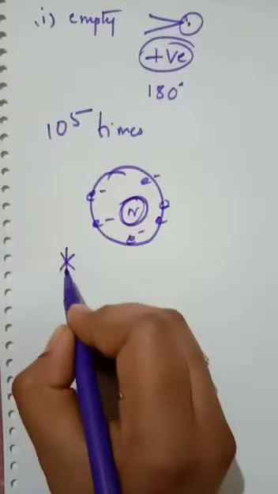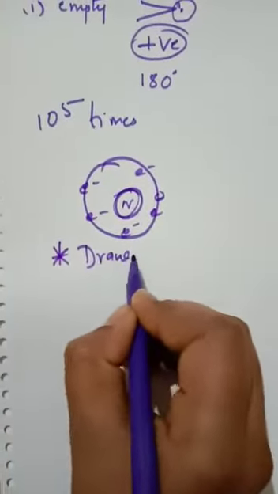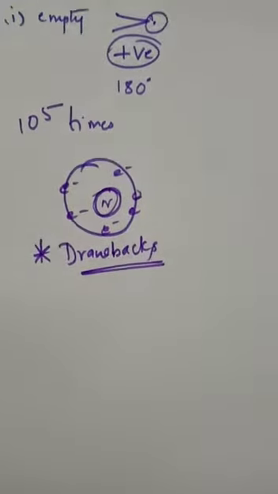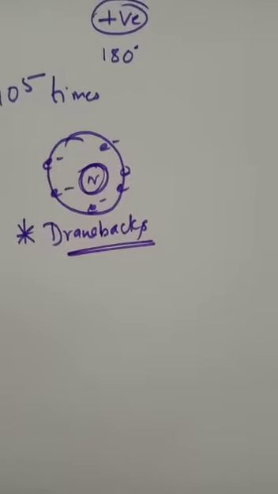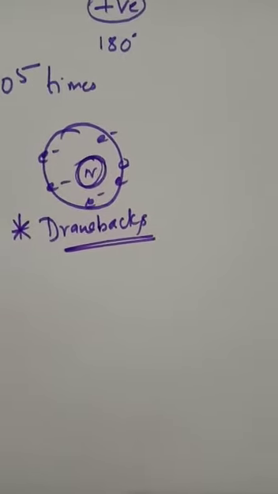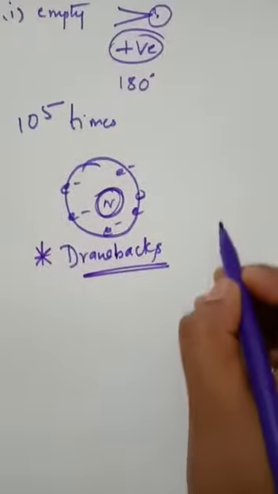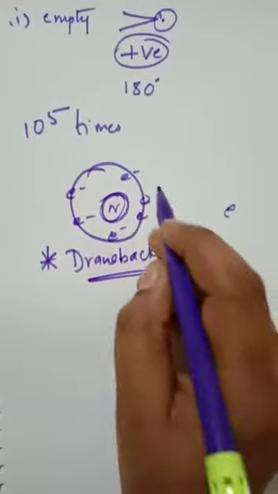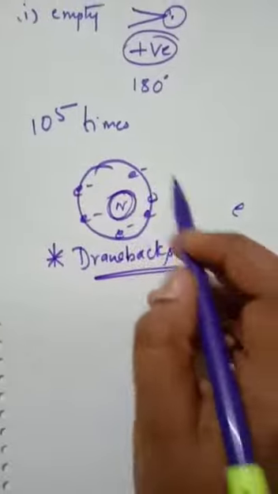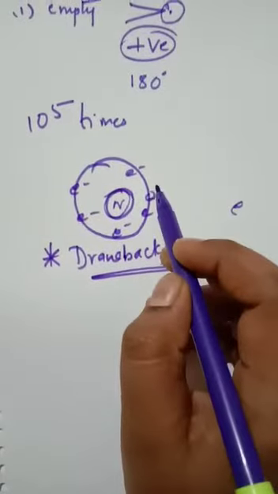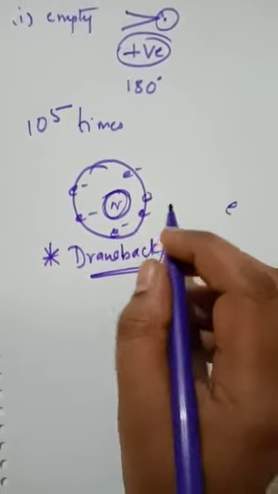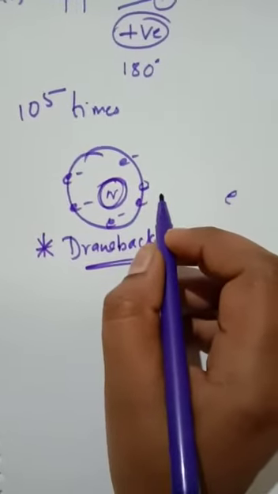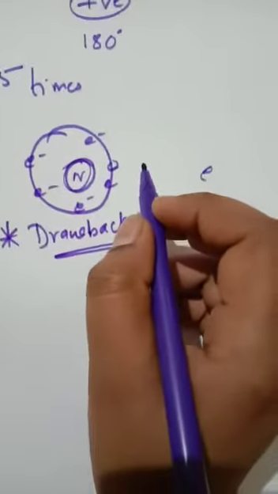What are the limitations of Rutherford's experiment? The revolution of an electron in a circular orbit is not expected to be stable. The revolution path of an electron in a circular orbit is not expected to be stable, in the sense that it can be unstable also. So that was one of the drawbacks.